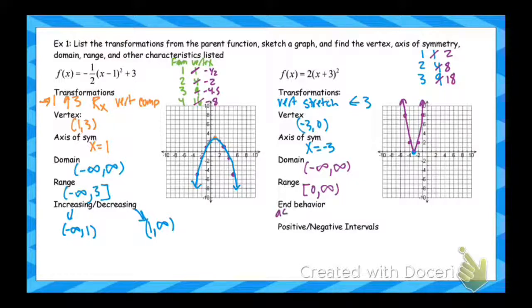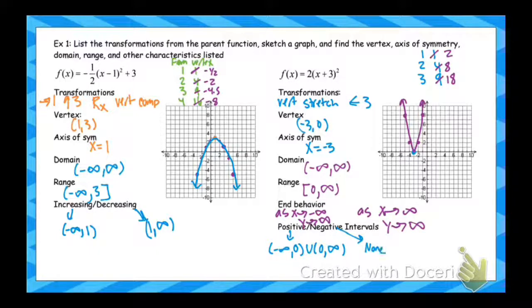End behavior. So as x approaches negative infinity, we look and see what y does. Y approaches positive infinity. As x approaches positive infinity, we see what y does, and that is also going towards positive infinity. Positive and negative intervals. So positive intervals is almost the entire graph. It is not positive, though, at 0. Negative intervals, there are none in this case.